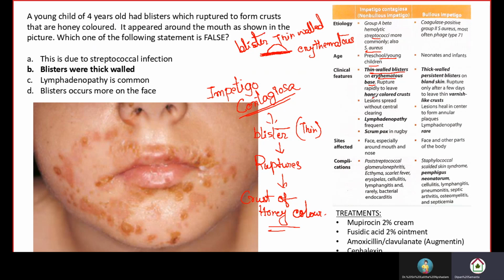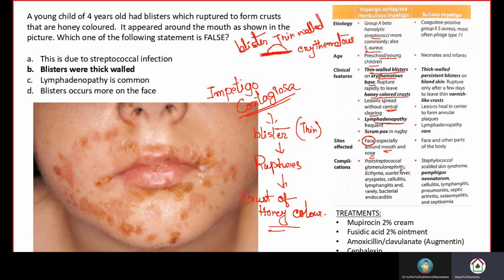They rupture rapidly to leave a honey-colored crust, and lesions spread without central clearing. That means where it first starts, then it spreads, but the site where it initially appeared, those lesions stay there and don't resolve. Frequently there will be lymphadenopathy. The site is the face, around the mouth and nose. Here also in the picture, around the mouth.